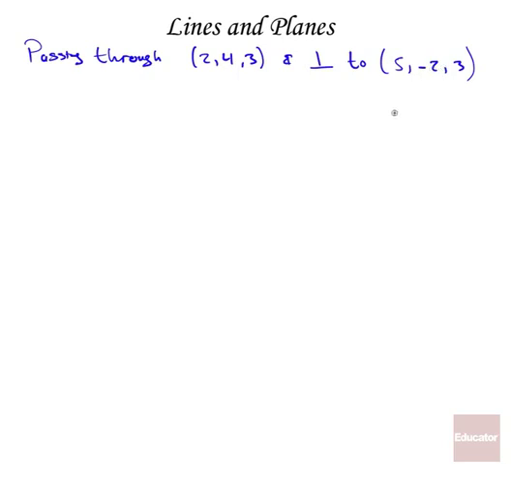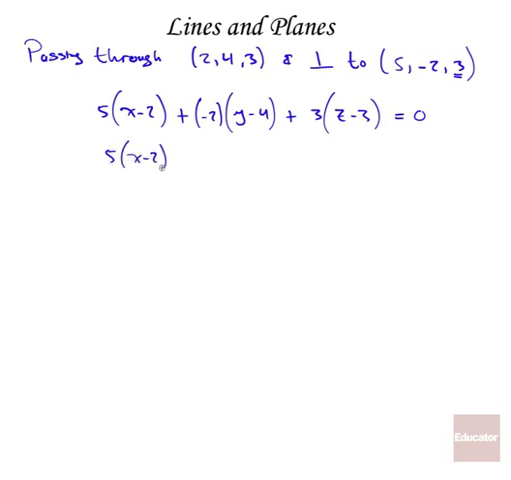Well, let's just multiply it out based on the equation that we just had in the previous slide. We take 5 times (x minus 2) plus (-2) times (y minus 4) plus 3 times (z minus 3) equal to 0. 5 times (x minus 2) minus 2 times (y minus 4) plus 3 times (z minus 3) is equal to 0.